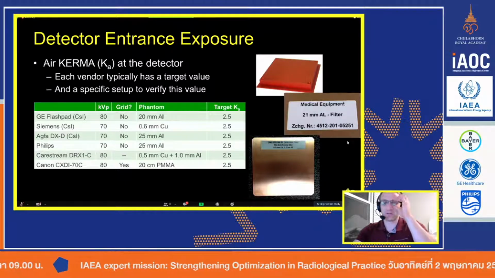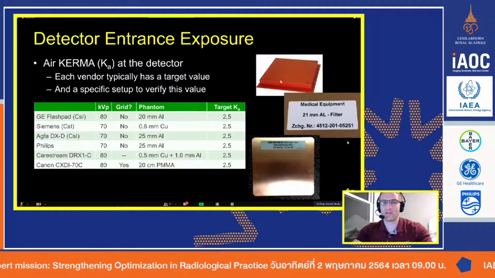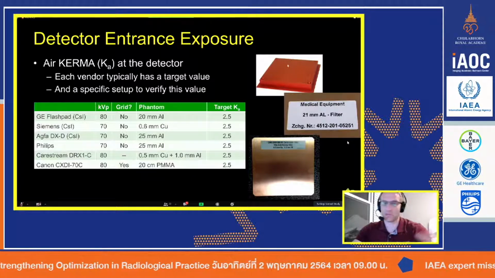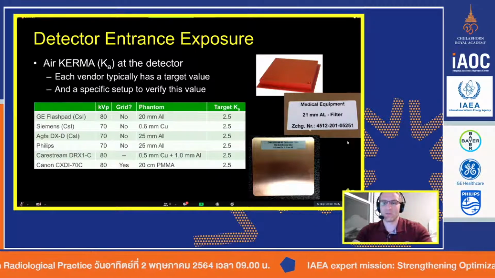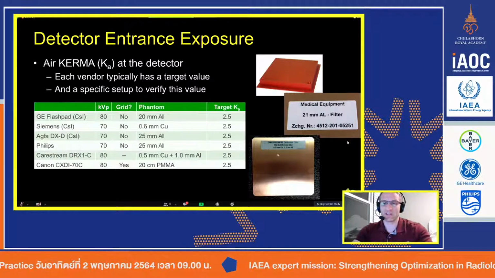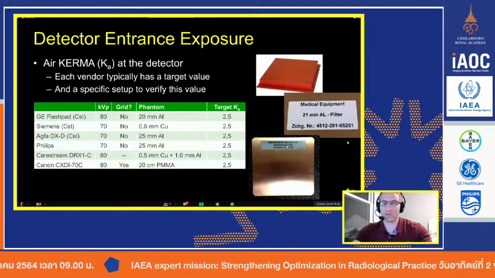So this is very important. And so here you can just see the 21 millimeter aluminum block, or it could be 20 or 25. It's just that thick aluminum block. This is just for one particular vendor. Here you can see this is the Carestream one, and it's the 0.5 millimeter copper and the 1 millimeter aluminum.